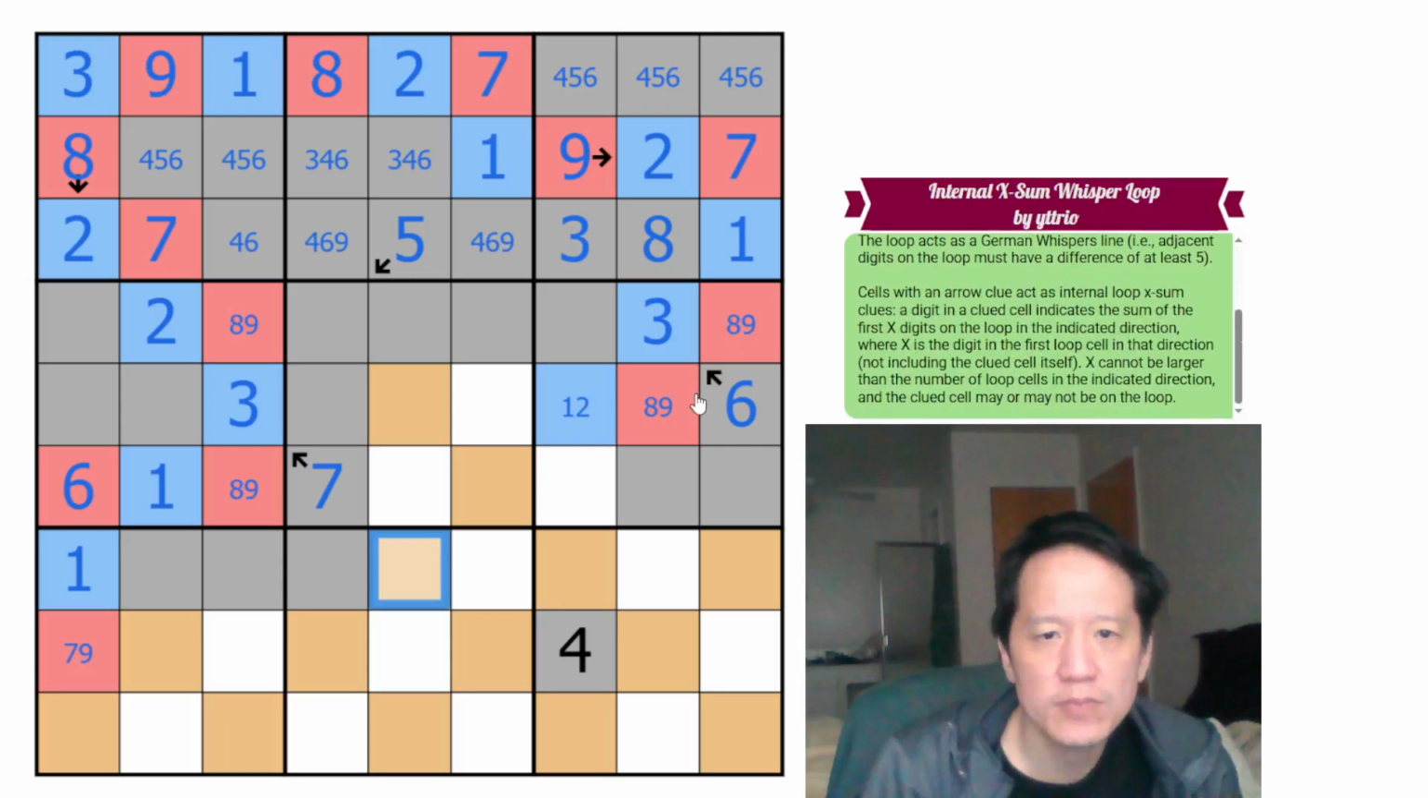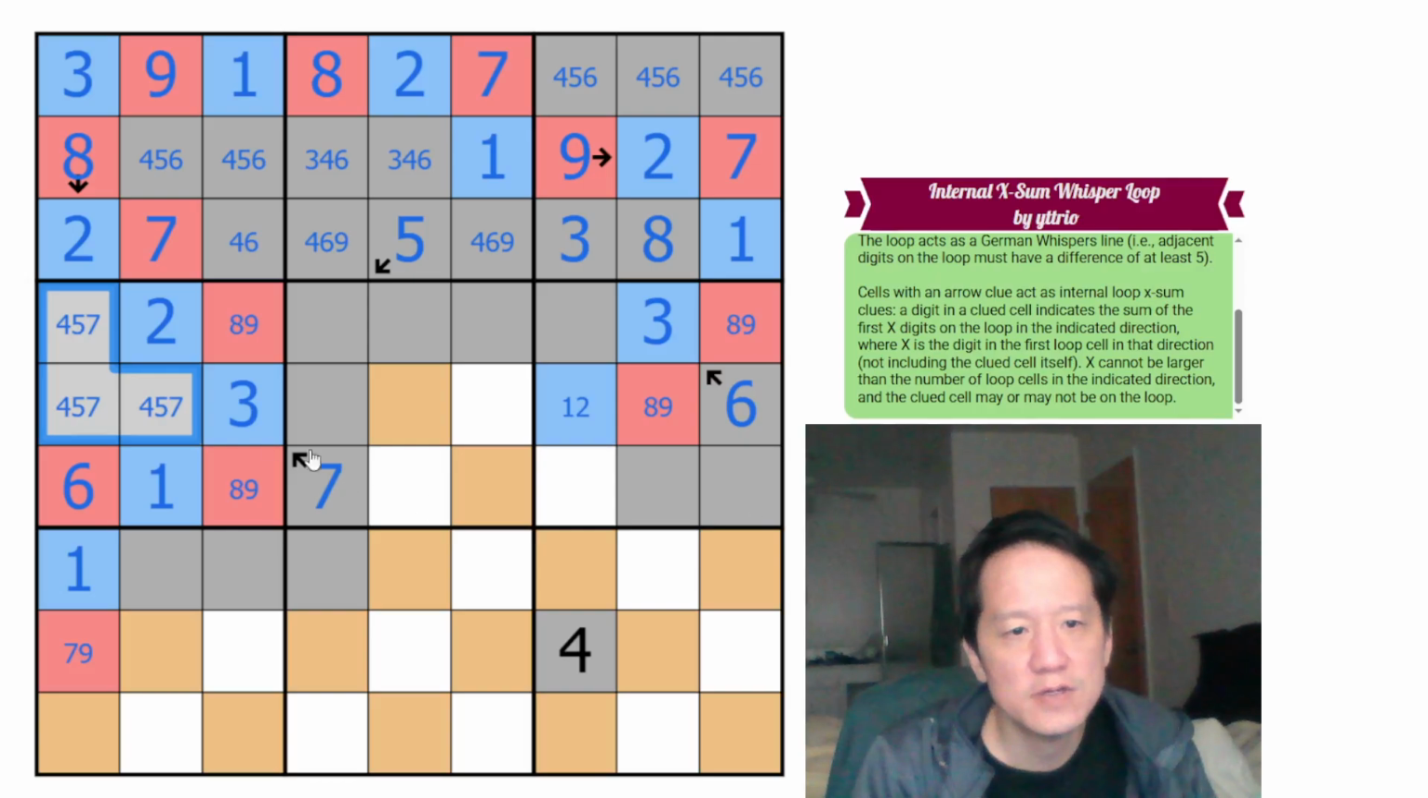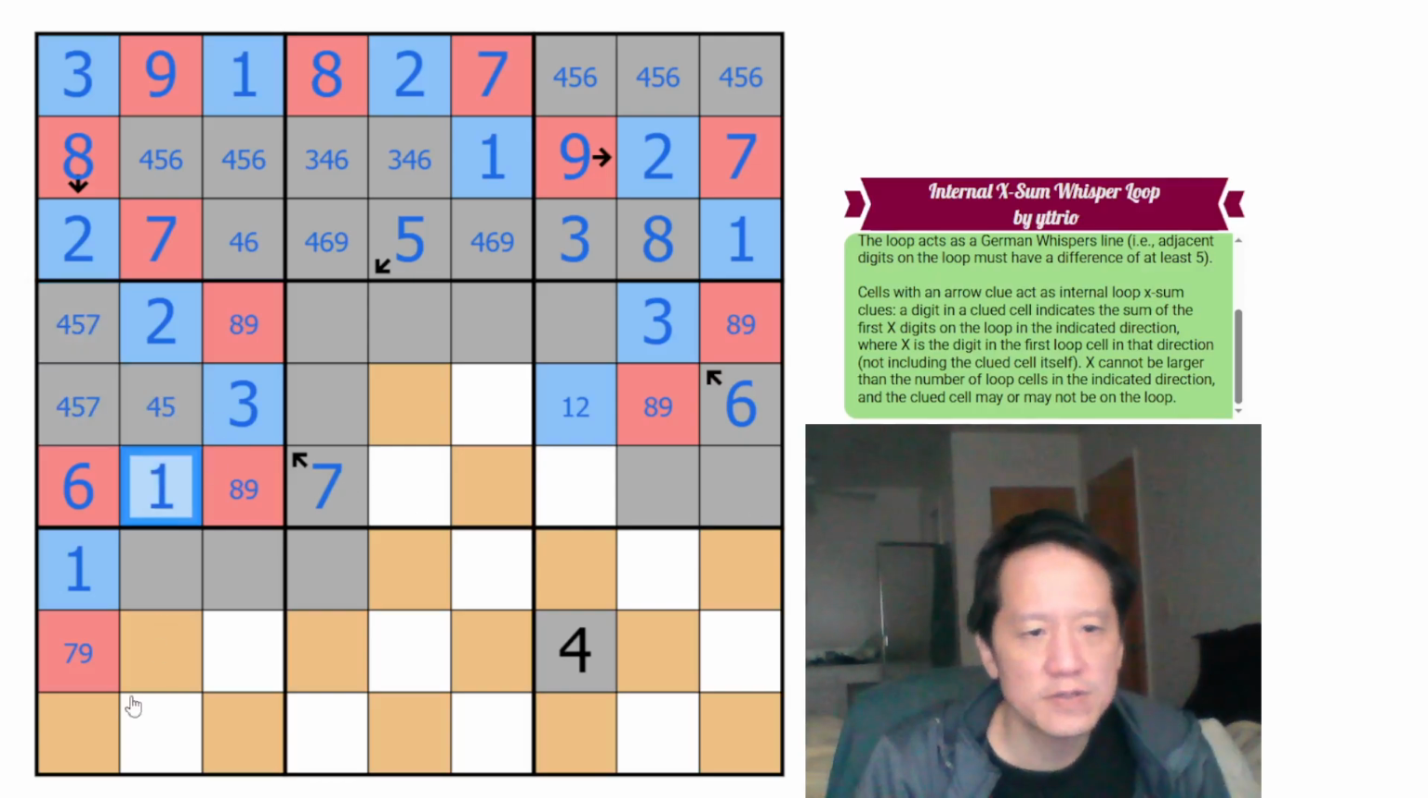Yeah, because this is 6, which is 3, 1, 2. This is 9, which is 2, 7. This is 5, which is 3, 1, 1. This is 8, which is 2 and 6, and 7, which is 3, 2, and 2. The rest of these digits have to be 4, 5, and 7. And this can't be 7, obviously.